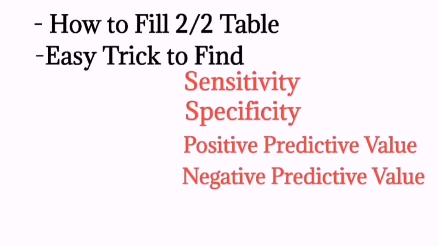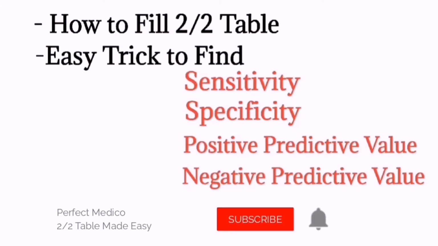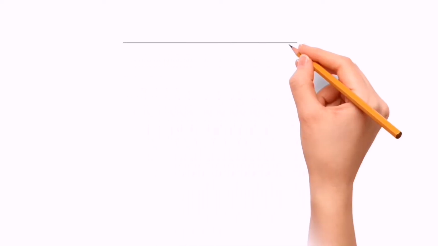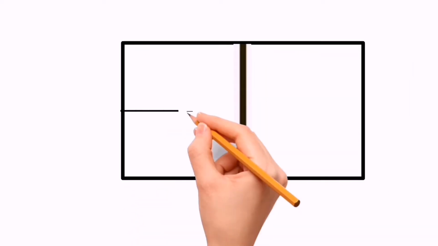In this video, I will teach you how to fill a 2 by 2 table and an easy trick to find sensitivity, specificity, positive predictive value and negative predictive value from this table. So let's start. First, draw a 2 by 2 table.